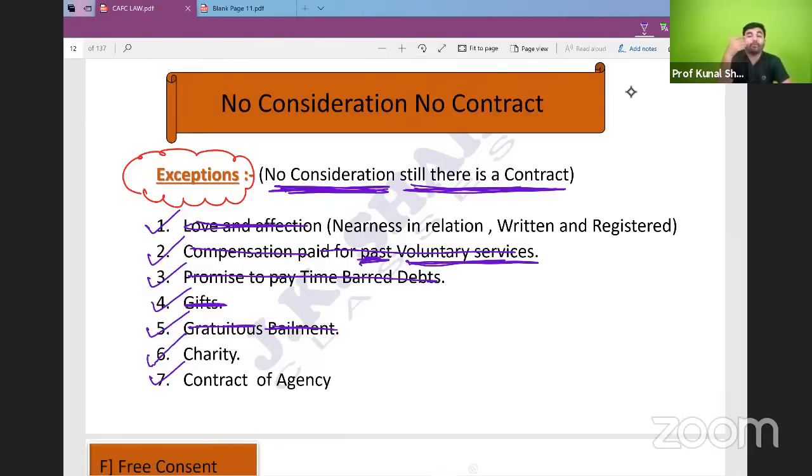So, in order to form a contract of agency, there may or may not be a consideration. Even if there is a consideration, it's a contract of agency. Even if there is no consideration, it still remains a contract of agency. So, friends, these were the two rules which we had to discuss. Rule number one, stranger to a contract cannot sue. And rule number two, no consideration, no contract.